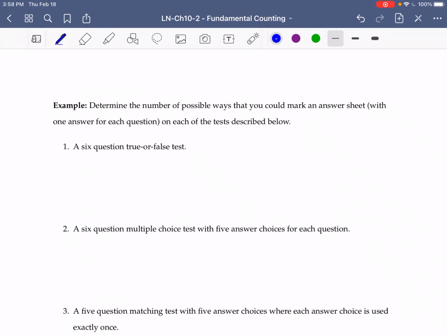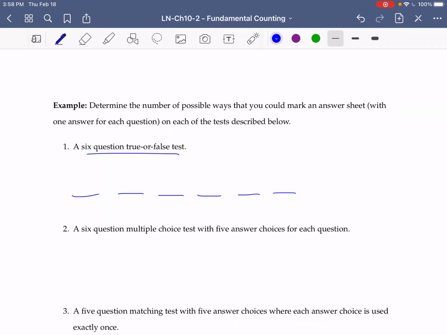In this video, we're going to take a look at how we can use the fundamental counting principle to determine the number of possible ways that we could mark down an answer sheet, where we have one answer for each question. And so, if we had a 6-question true-false test, we have 6 tasks, right? So each question is a task.